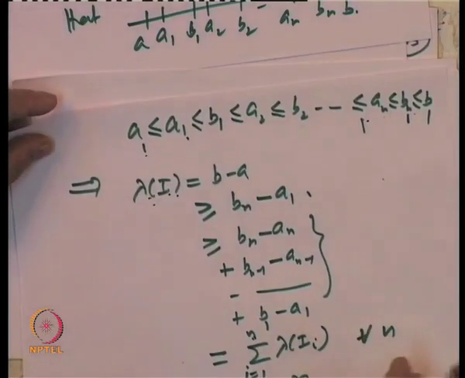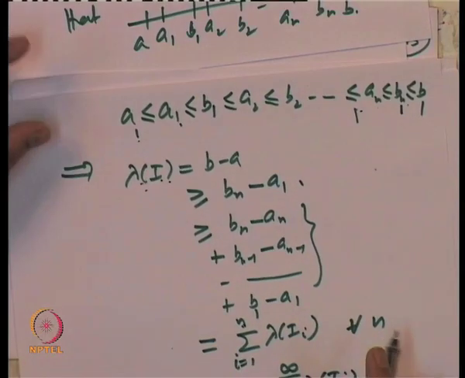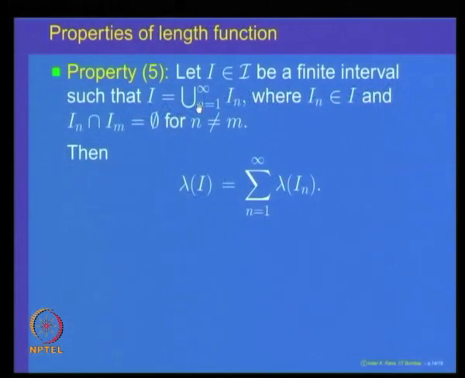So, the inequality the other way around is also proved. That means we have proved that whenever I is a finite interval which is written as a countable union of pairwise disjoint intervals, then the length of I is equal to the sum of the lengths of the I n's. So, with that we have proved an important property of the length function for finite intervals. We will continue our study of the length function in the next lecture. Thank you.